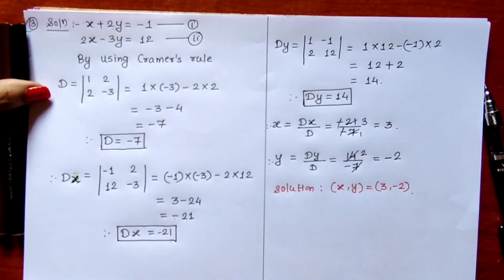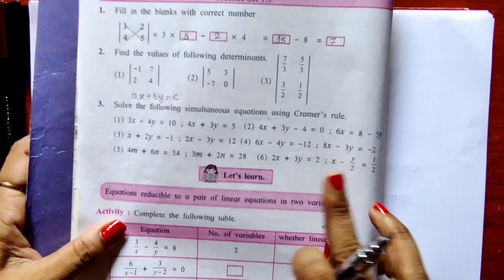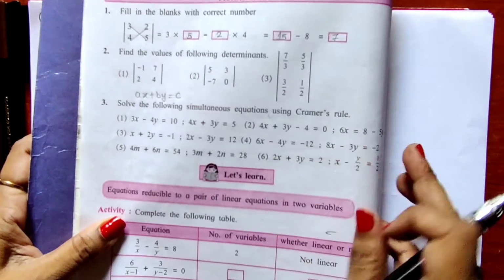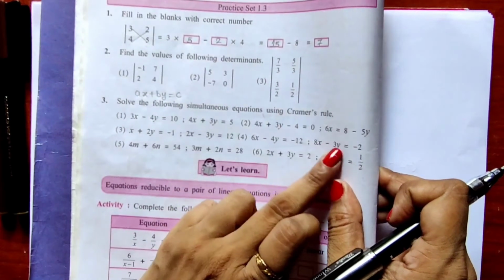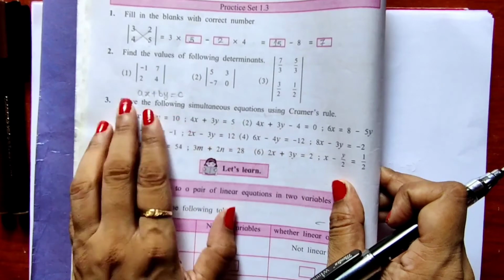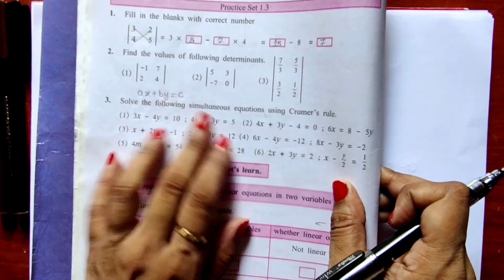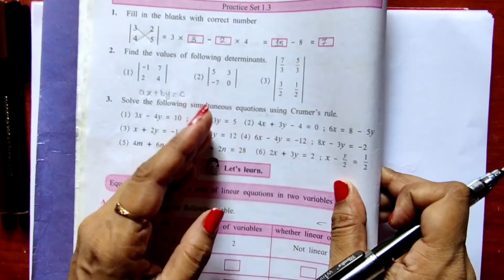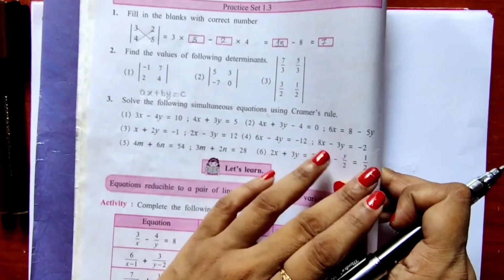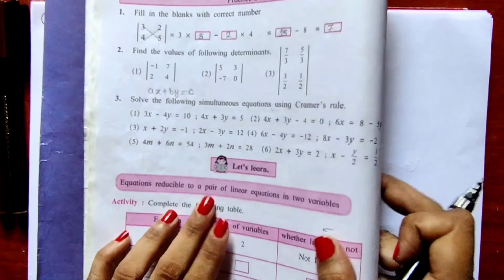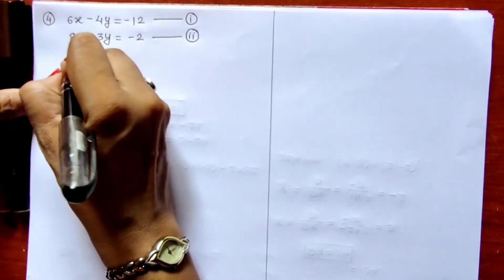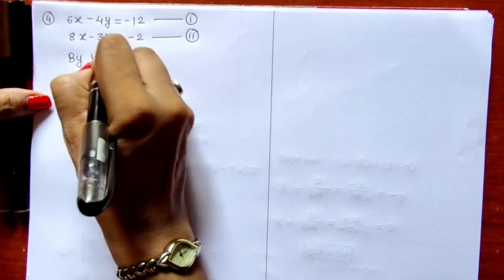Let's go on to the next sum. Fourth equations are 6x minus 4y is equal to -12, and 8x minus 3y is equal to -2. Again we can see it is in the format of ax plus by is equal to c. That means x and y terms are on the left hand side, constant terms are on the right hand side. So let us solve. We don't require to make any change here. We should start our solution by writing the numbers to the equations. Then start by using Cramer's rule.